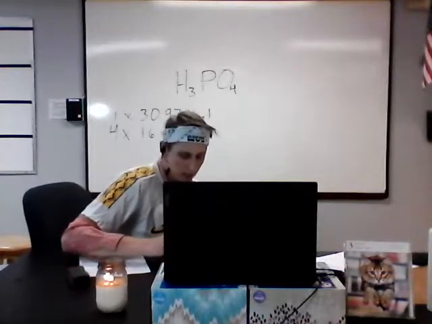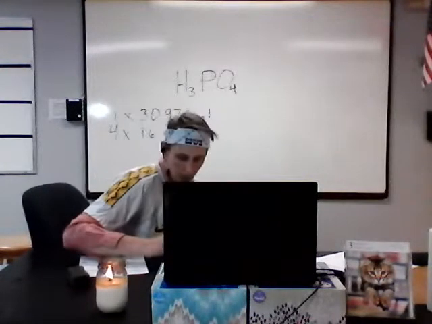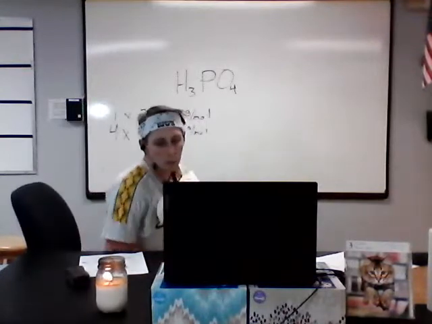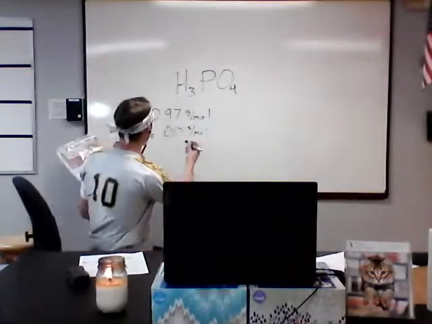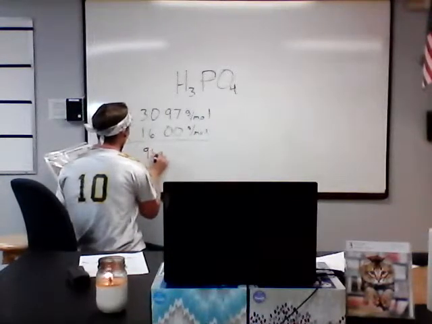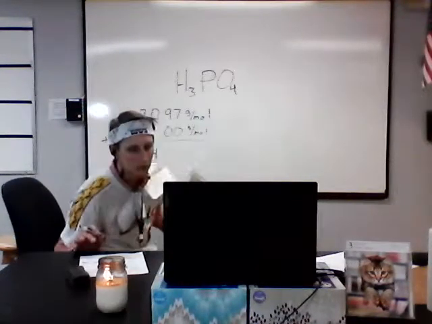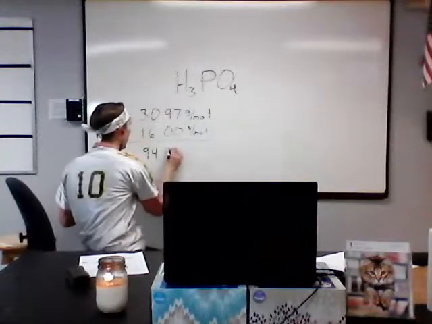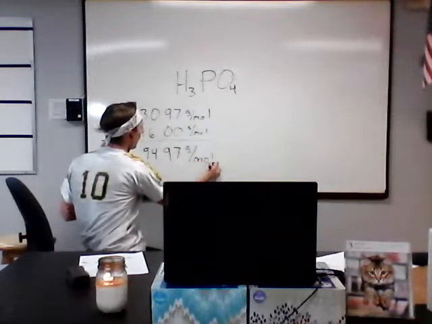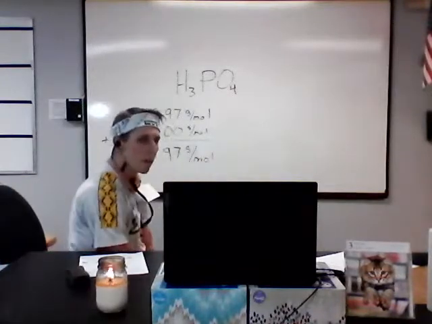So we have 16 times 4, which is 64, and we're going to add 30.97. Our molecular mass is 94.97. Let's add this up, guys: 94.97 grams per mole. We're going to use this for our equivalent mass equation.